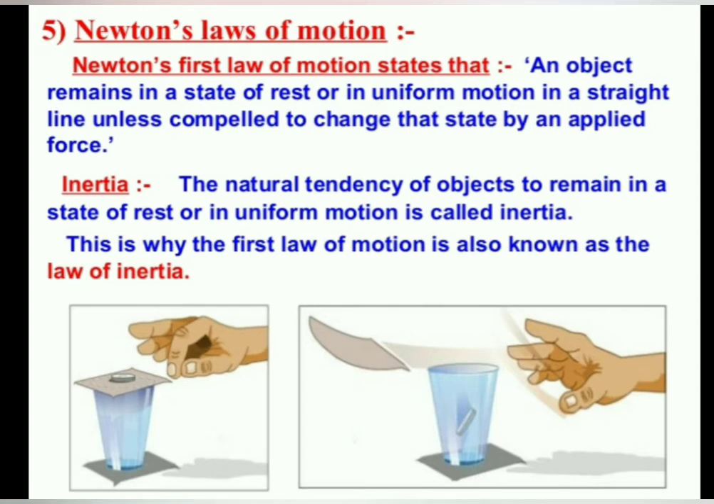Newton's first law of motion states that an object remains in a state of rest or in uniform motion in a straight line unless compelled to change that state by an applied force. So here one picture has been given. See here, the index card is there, then the coin and glass.